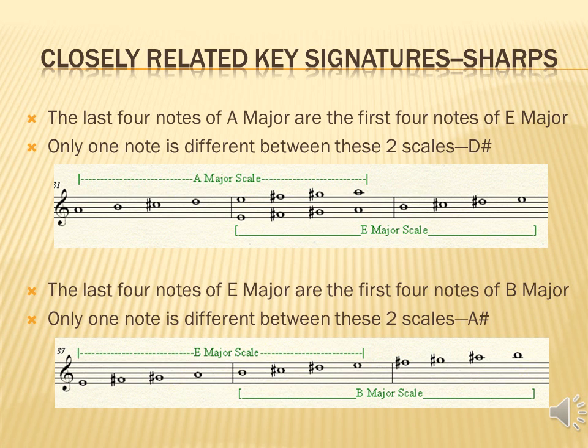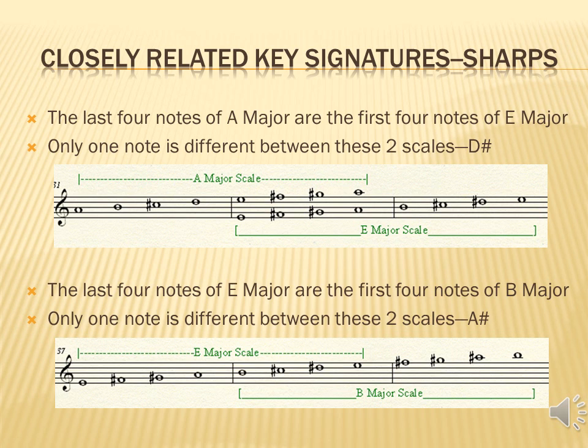Let's look at the A major scale and the E major scale. Here's the A major scale. And here's the E major scale. The last four notes of the A major scale are the first four notes of the E major scale. Only one note is different between these two scales, and that's D sharp.